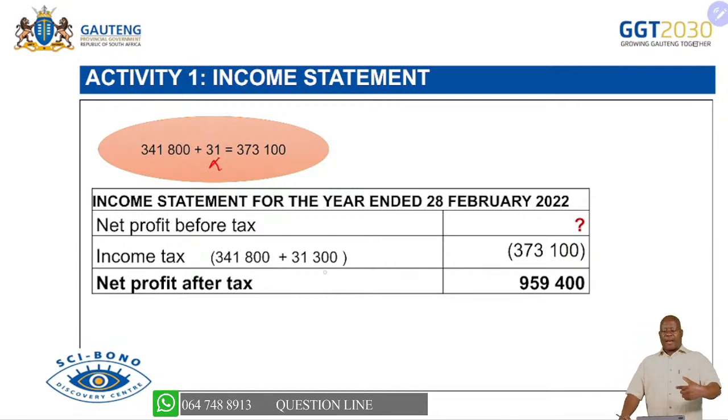Now, what do we do next? How do we find the net profit before tax? Now, check here. The bracketing is meant when we are doing things normally.